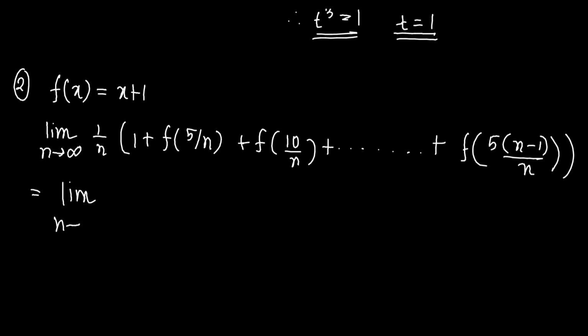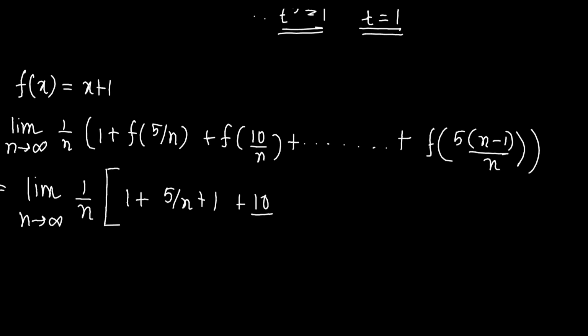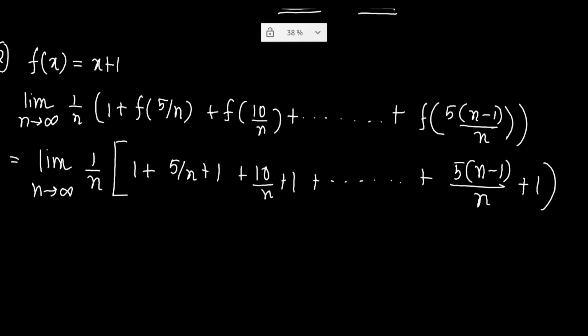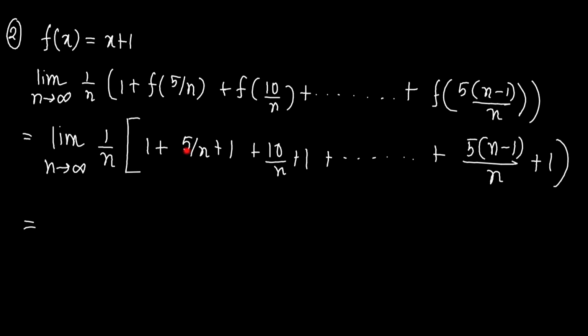Okay, so I'm writing this one: limit n tending to infinity 1 by n outside. Now this is 1 plus, now this is actually what? This is 5 by n plus 1 plus 10 by n plus 1 plus up to 5 into n minus 1 by n plus 1. Okay, now here you can see that excluding this one, how many terms are there here? There are n minus 1 terms.